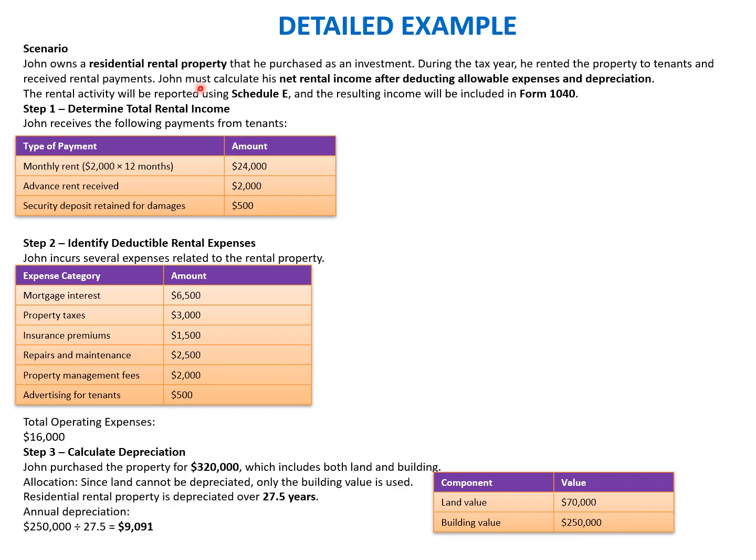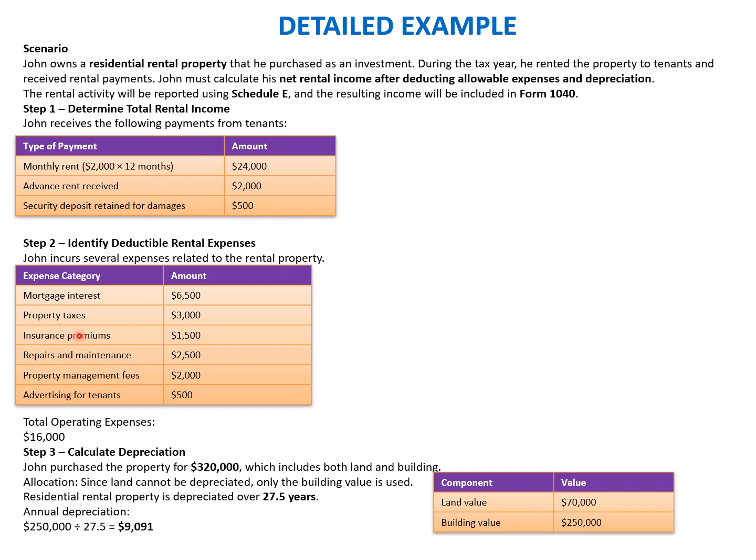So John owns a residential property that he purchased for investment during the tax year. He rented the property. Following are the details: monthly rental is 24,000, advance rent received 2,000, security deposit retained for the damages is 500. So identify the deductible expenses. So step one is we have to calculate the total rental, and then we have to identify total deductible expenses.